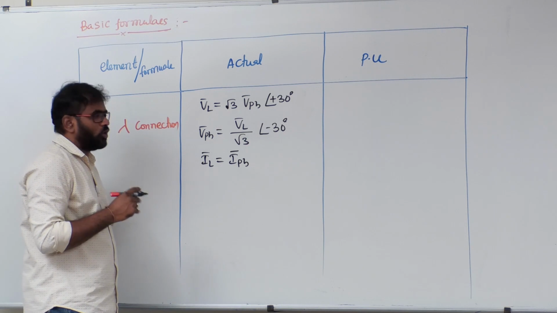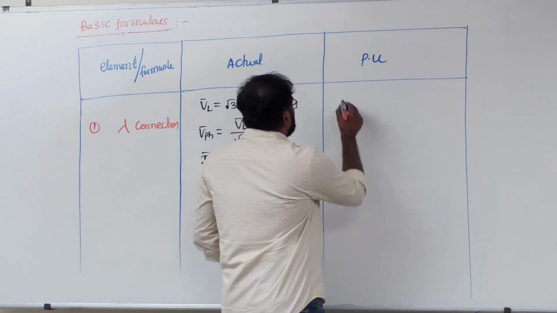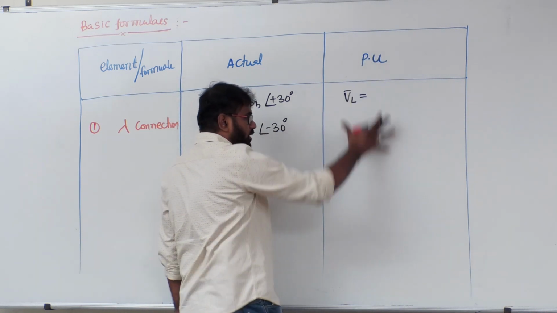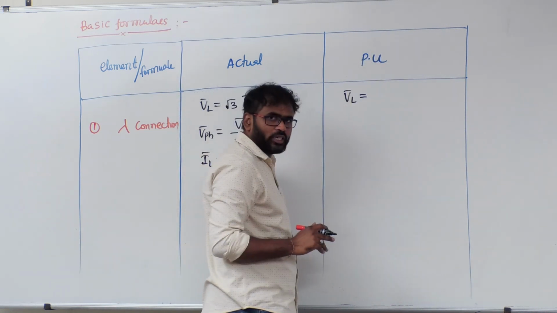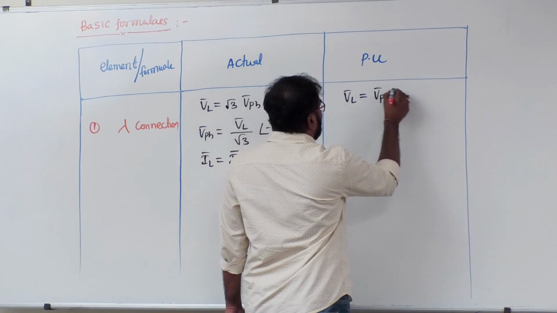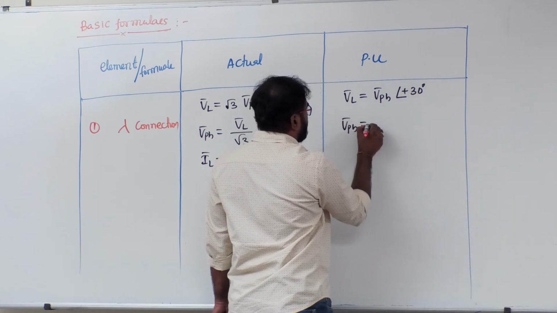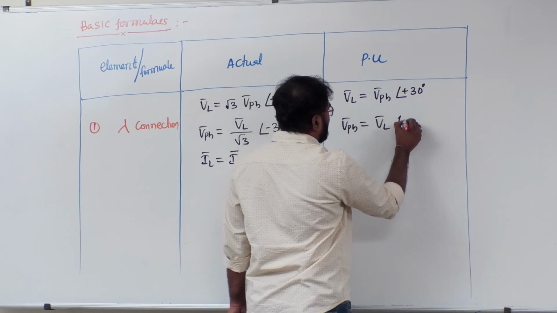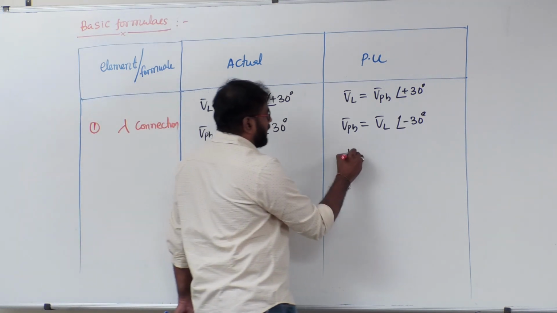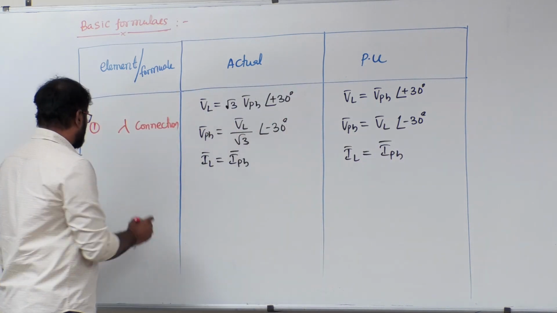So this is in actual form. Now we will see in per unit form. In case of per unit form, I am not writing VL per unit, by default this column is for per unit. Actual line voltage in per unit form equals phase voltage in per unit form at an angle plus 30 degrees. And phase voltage in per unit form equals line voltage in per unit form at an angle minus 30 degrees. Okay? Line current in per unit equals phase current in per unit. That's about star connection.